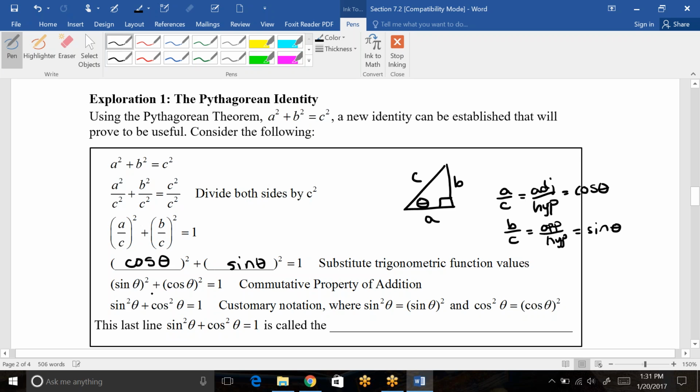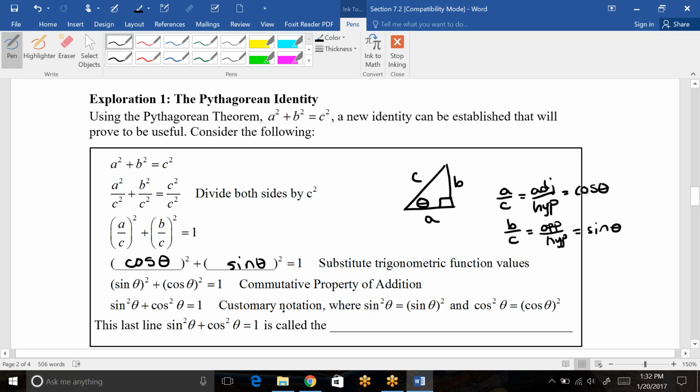Now, they rewrote this in a different order down here, and that's fine. They just wrote it so that it looks like the property that we have. So sine squared theta plus cosine squared theta equals 1.